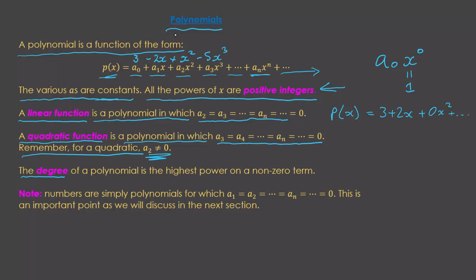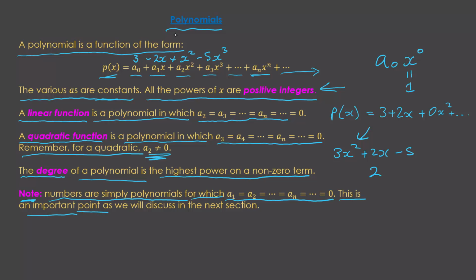The degree of a polynomial is the highest power on a non-zero term. Therefore, a quadratic is of degree 2, because that's the highest power we have. Note, numbers are simply polynomials for which all of the a's from 1 upwards are 0. This is an important point, as we will discuss in the next section. So numbers, they're just polynomials.